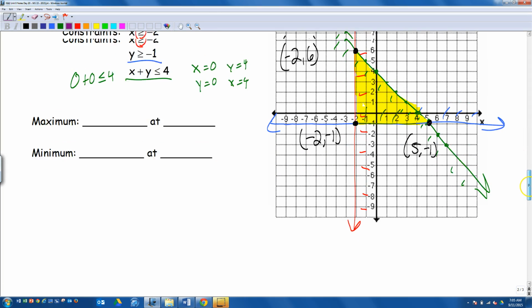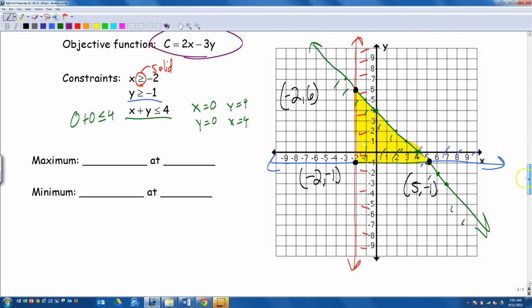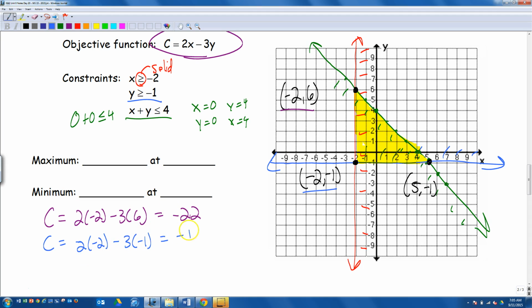So I'm going to test those down here. C is equal to, I'll do negative 2 and 6. 2 times negative 2 minus 3 times 6. Negative 4 minus 18 is negative 22. I'm going to test this point. Negative 2 times negative 2 minus 3 times negative 1. So that's negative 4, but plus 3 is negative 1. And finally, I'm going to test this point.